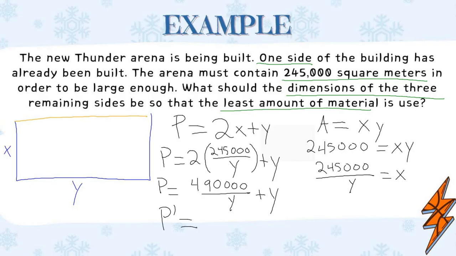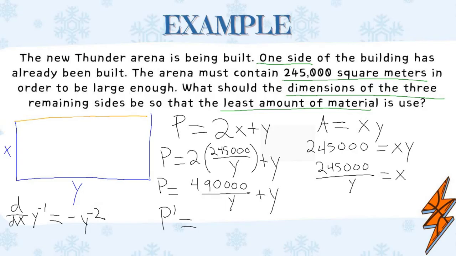490,000 over y. 490,000 to the one other one. Okay. 490,000 times y. Yeah, so if I have y to the negative first, what's the derivative of that? Negative y to the negative second.